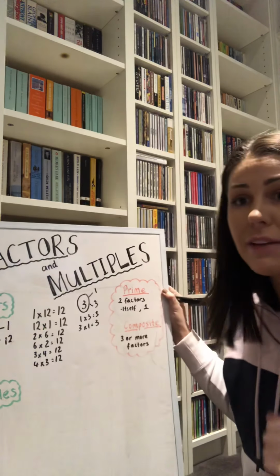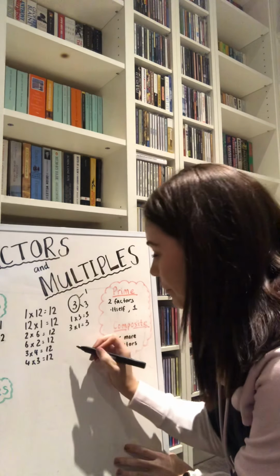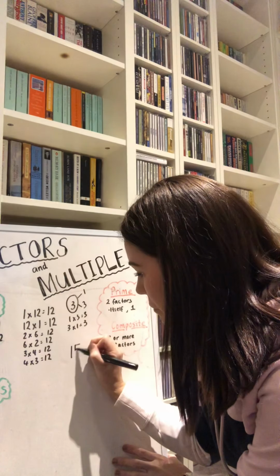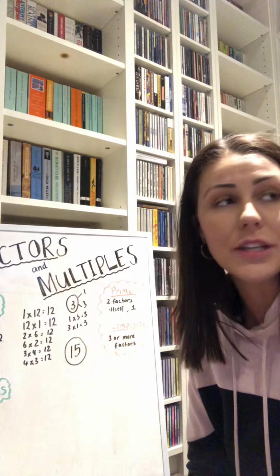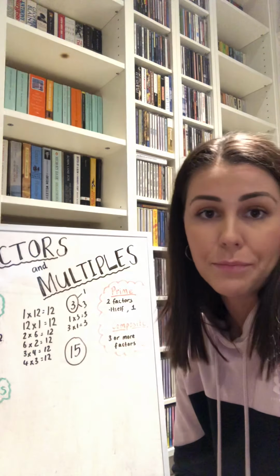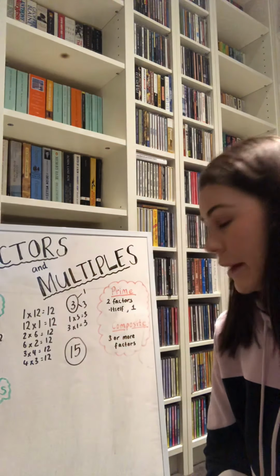Let me give you some more examples here. What about the number 15? Think about any numbers that can be times together to give you 15, or that 15 can be divided into. Think about that one.